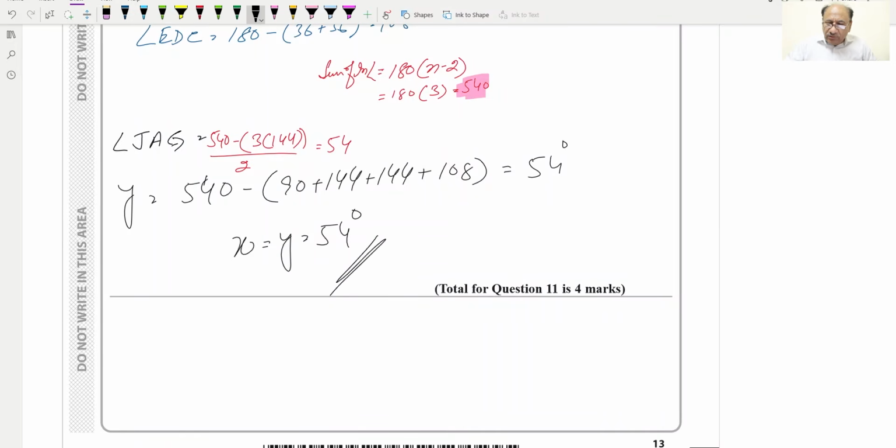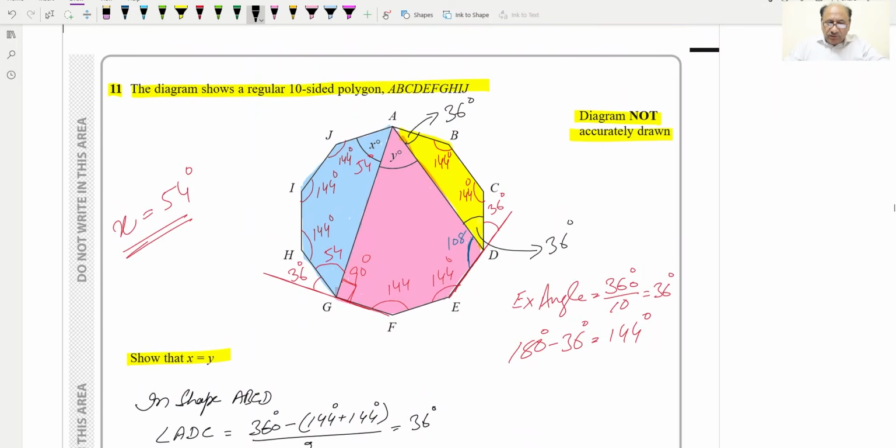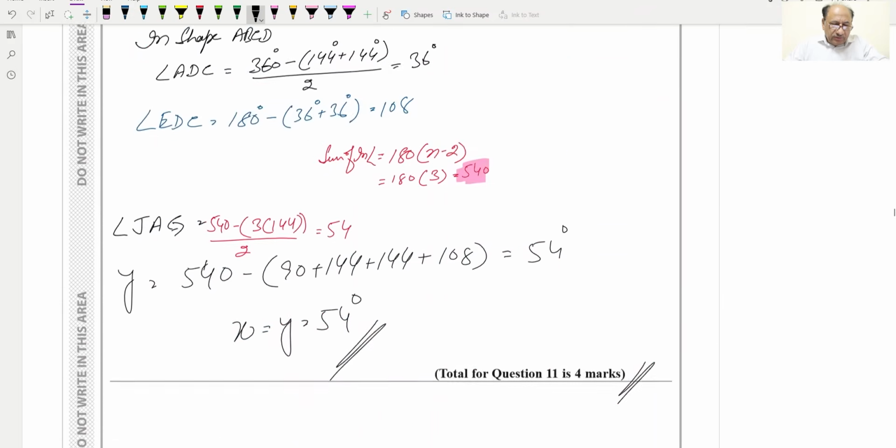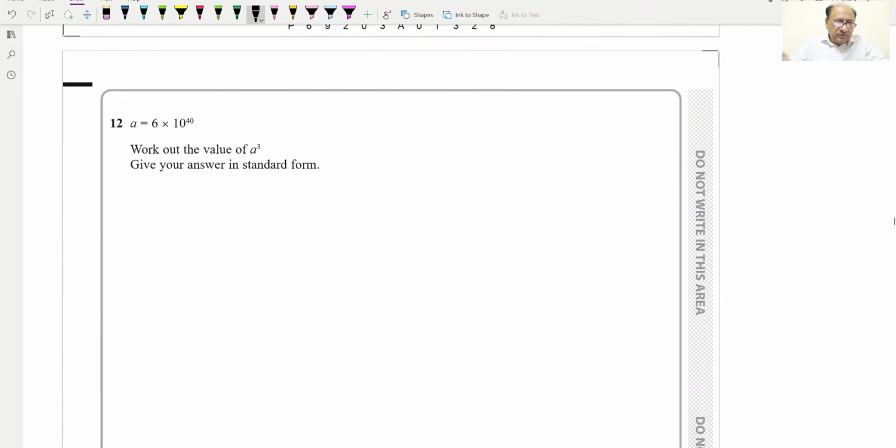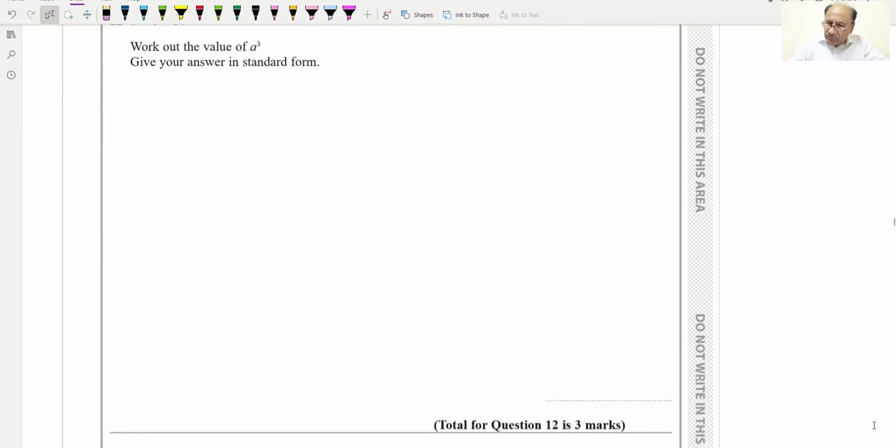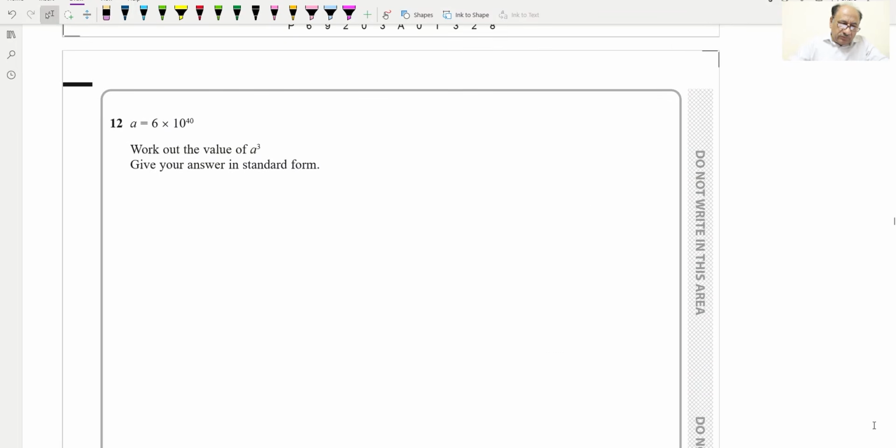So this is what we have proved for 4 marks. Hopefully you understood this. We have done everything systematically and I've explained it properly, I think. So next is question number 12, which is an easier question, basically 3 marks, a very easy question.